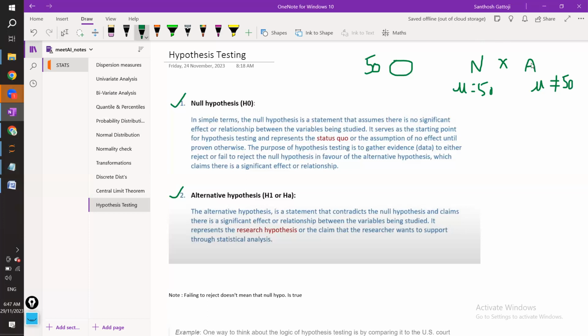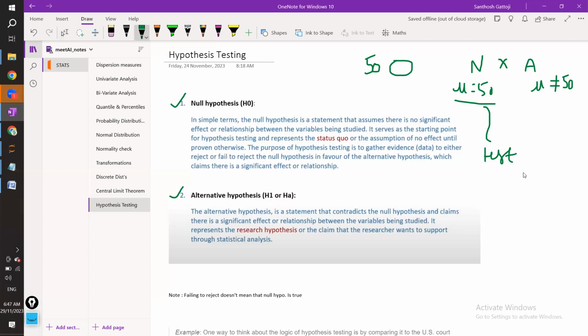Why are we intentionally doing it that way? Because at the end of the day, any one of these should be true, not both. Either of these must be true; both cannot be true. Obviously, if a population is there, its mean will be something: either 50, or it will not be equal to 50. But you don't know, so you take the null hypothesis as 50 and you do some test.